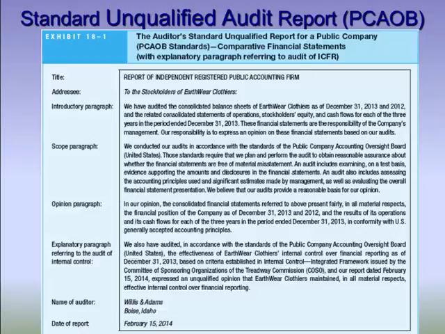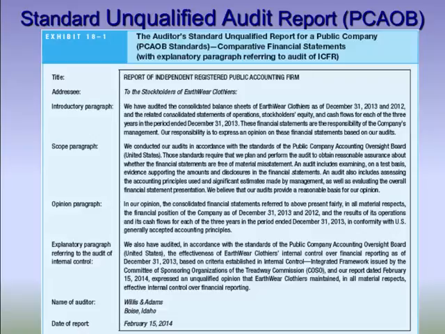The introductory paragraph identifies the fact that the management of the company is responsible for the financial statements, and our responsibility is to express an opinion. In the scope paragraph, we identify the standards that we use. In this case, we're using the standards of the Public Company Accounting Oversight Board. These standards require that we plan and perform the audit, and you notice the key words that we have identified before is to obtain reasonable assurance that the financial statements are free of material misstatements.